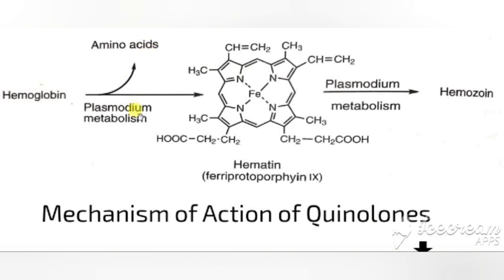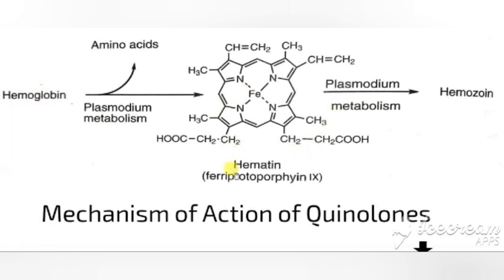The mosquito, after biting the human beings, utilizes the host hemoglobin as a source of amino acid and forms a product called hematin or free heme, otherwise FP9, otherwise ferriprotoporphyrin 9. This is toxic to the parasite and not toxic to the host, and this one undergoes metabolism to form hemozoin, that is non toxic to the parasite. So this is a general reaction occurring in the mosquito.